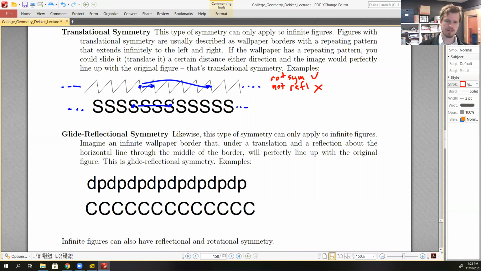In this case, I don't have any lines of reflection, right? If I were to draw a horizontal line and I reflected it, I would end up with a bunch of S's that were backwards. So it also doesn't have any reflectional symmetries. Again, if I reflected over a vertical line, same thing. The S's would all be backwards. So no reflection symmetry.